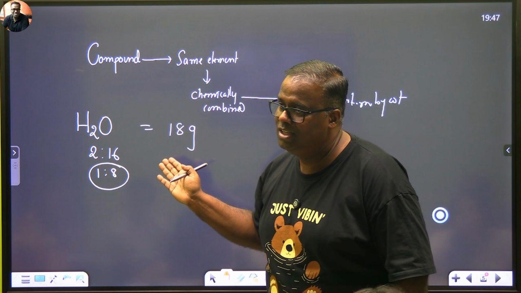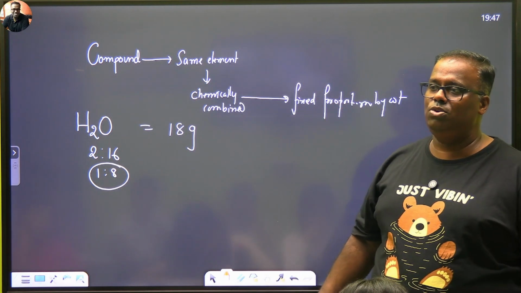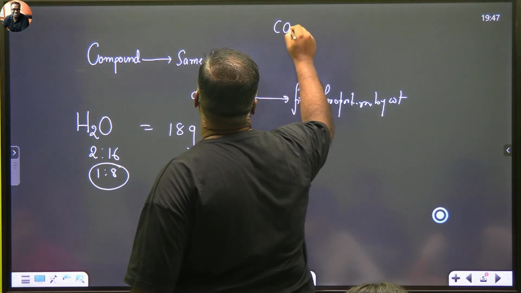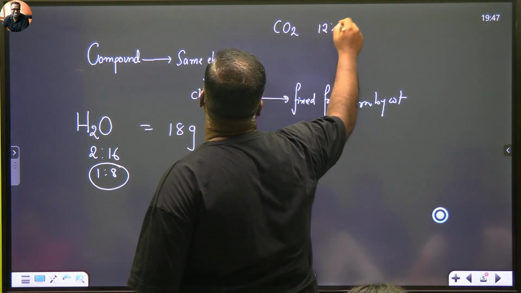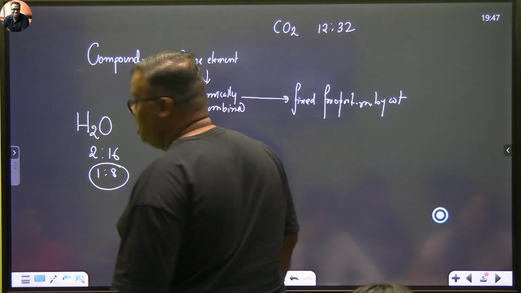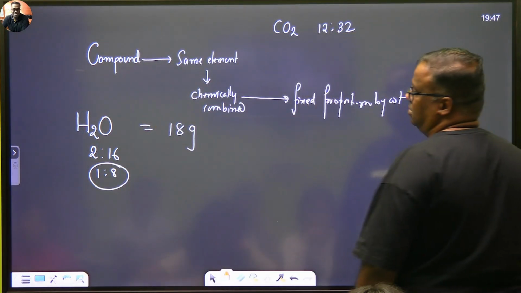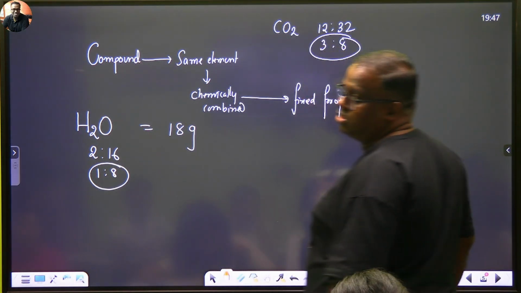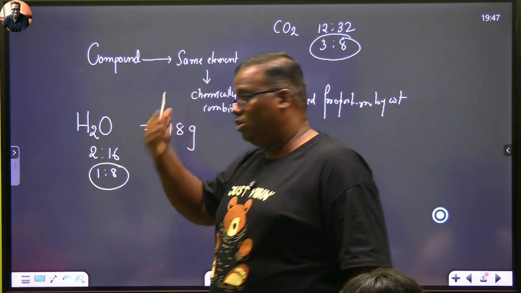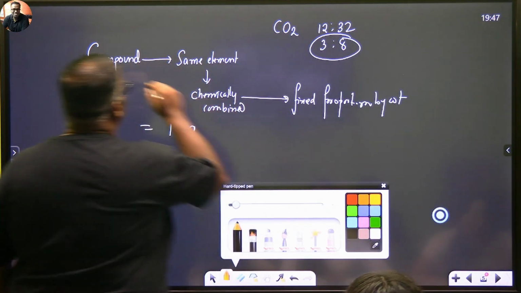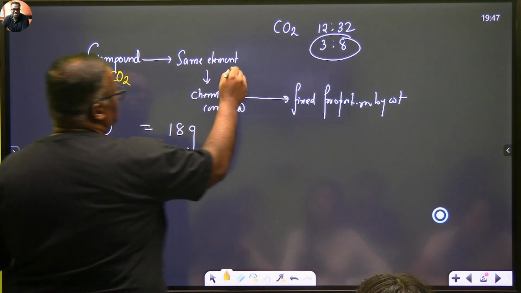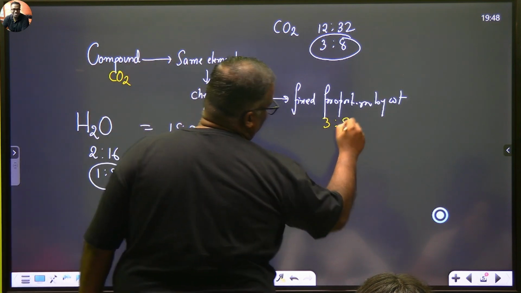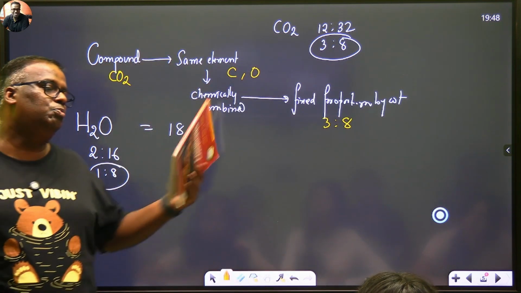Are you getting it? In CO2, what should be the ratio? Carbon is always in the ratio of 12. Let's see CO2. 12 is to how much? 32. Correct? So इसका ratio लोगे तो कितना आएगा देखो? 4 3s are 12, 4 8s are 32. So carbon and oxygen. So how do you now define a compound? It's like this. Carbon dioxide contains the same elements carbon and oxygen chemically combined in a fixed proportion of 3:8 by weight, no matter how you prepared this carbon dioxide.